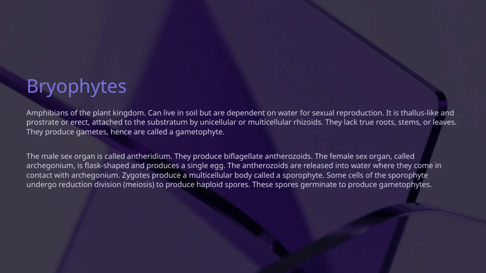Moving on, let's talk about amphibians of the plant kingdom, specifically bryophytes. These plants can live in soil, but they are still dependent on water for sexual reproduction. Their body structure is thallus-like, meaning they have a simple, flat body, and they can be prostrate or erect, often attached to the substrate by unicellular or multicellular rhizoids.